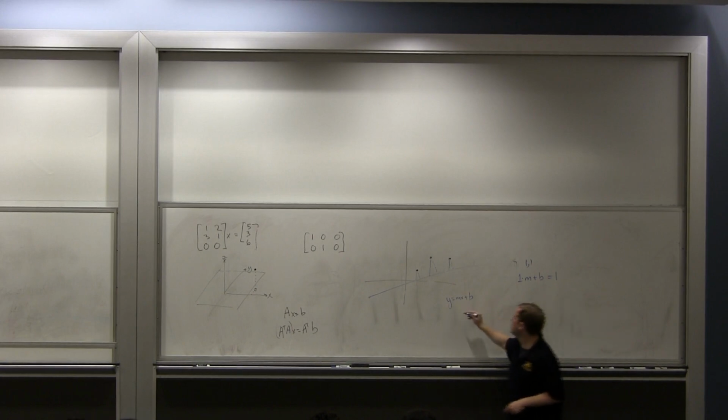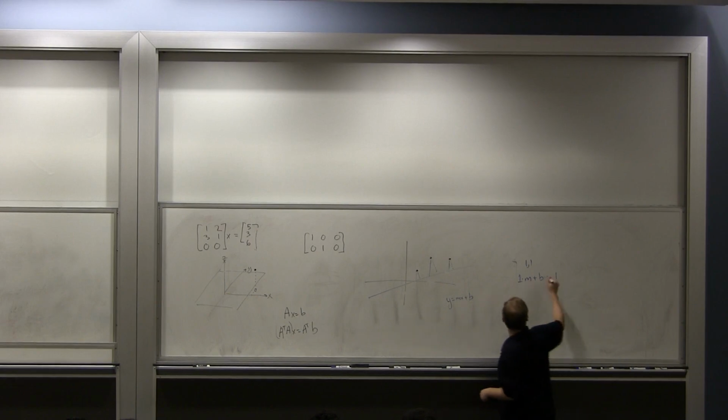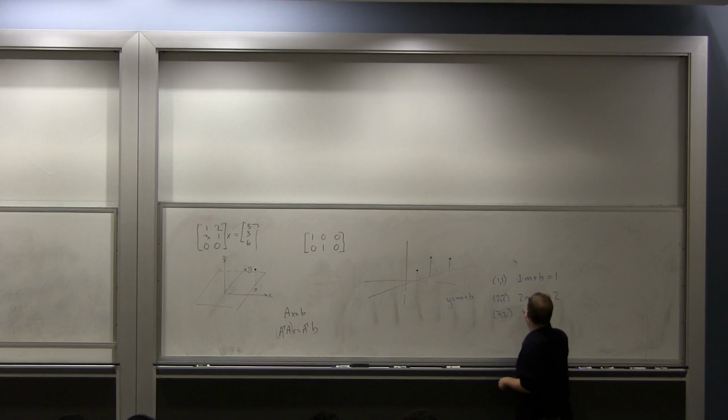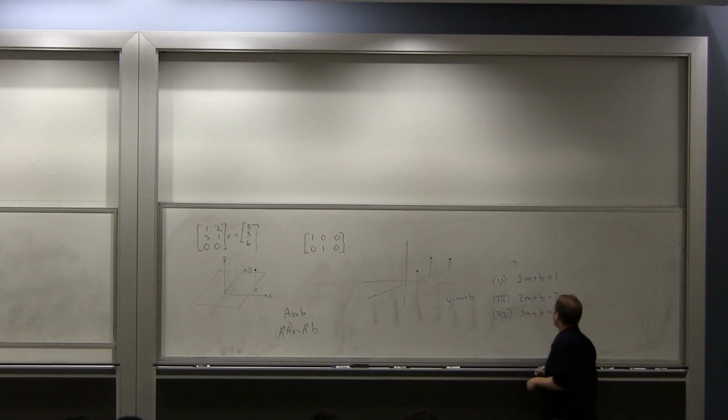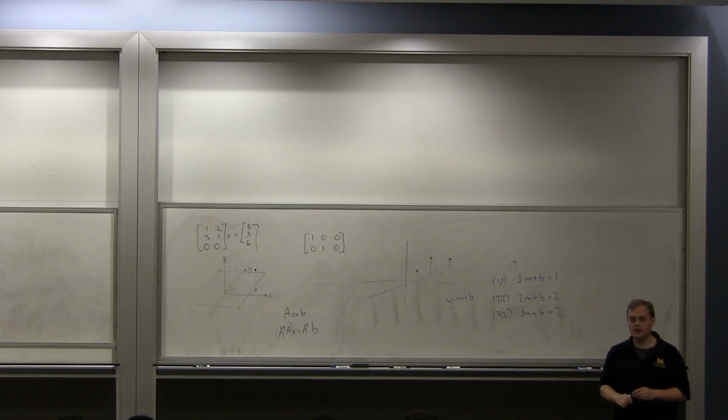I can do the same thing at my second data point, which is 2, 2. Let me put this one here. At 2, 2, I'm going to have 2m plus b equals 2. And then 3, 2, I'm going to have 3m plus b equals 2. Everybody clear?